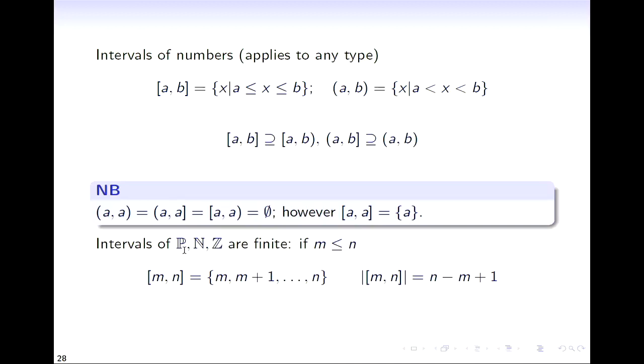Intervals of positive integers, natural numbers, and all integers will always be finite. If m is smaller or equal to n, then the interval contains all the numbers from m to n, and therefore the number of elements is n minus m plus 1. I've already said that last week also. This is only true for integers, but not for rational numbers and real numbers. For rational numbers and real numbers, if m is strictly smaller than n, then you have infinitely many elements in any interval.